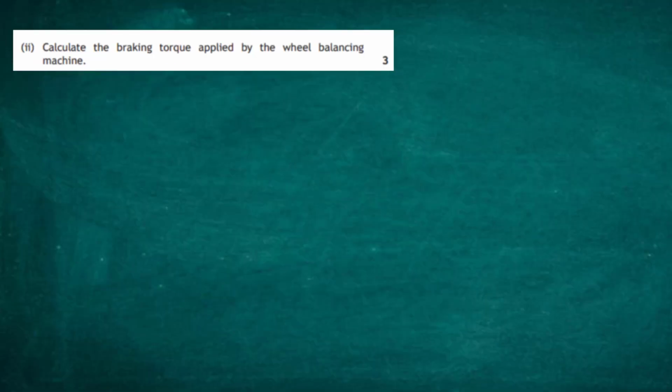Final part of the question, part 2, calculate the braking torque applied by the wheel balancing machine. Well, if we go back to our linear equivalents of the kinematics, we know that the unbalanced force F is going to equal the mass times the acceleration. So looking for a very similar expression, only to do with rotational mechanics. And we know from our data sheets that the torque T is equal to the moment of inertia times the angular acceleration. So torque equals I alpha is the rotational equivalent of force equals ma.